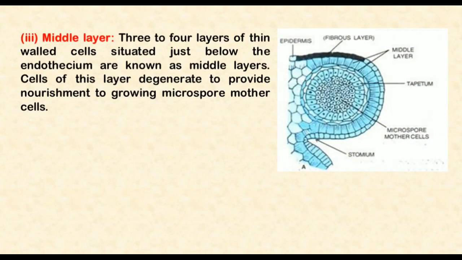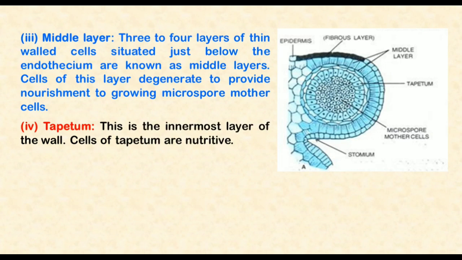Next part is the middle layer. It is 3 to 4 layers of thin walled cells which are present just below the endothecium, and later on they degenerate and provide nourishment to growing microspore mother cells. Innermost part is the tapetum. It is nutritive in nature.